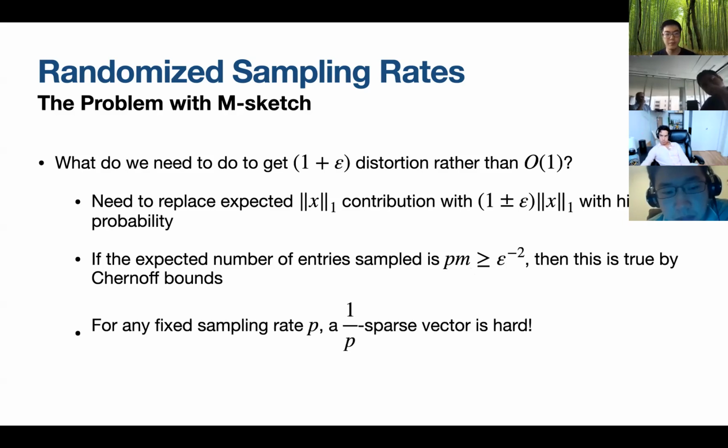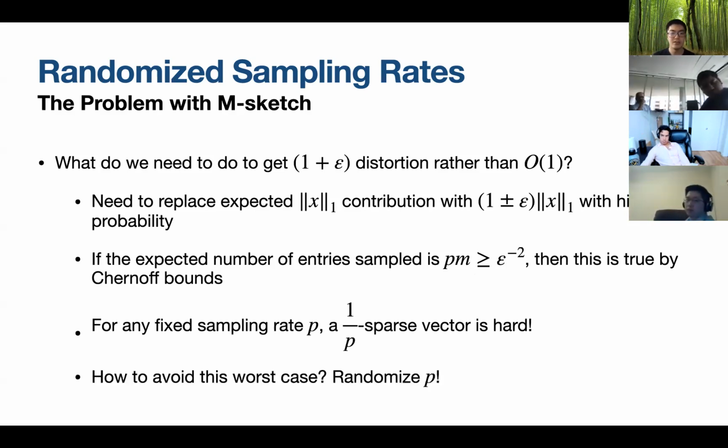But the problem is, if we fix these sampling rates P, then this in general doesn't happen. Whenever we sample with probability P, if we have a vector that's 1 over P sparse, this is not going to give us what we want. So what we need to do here is to avoid this worst case by randomizing P enough. This is the main idea behind our new technique of randomized sampling rates.